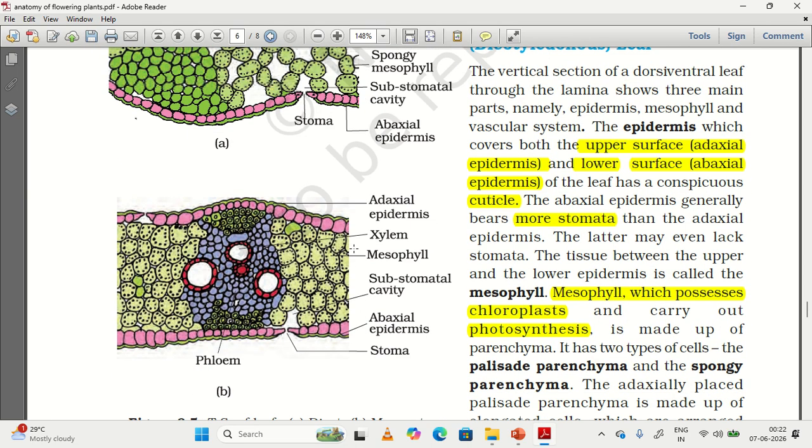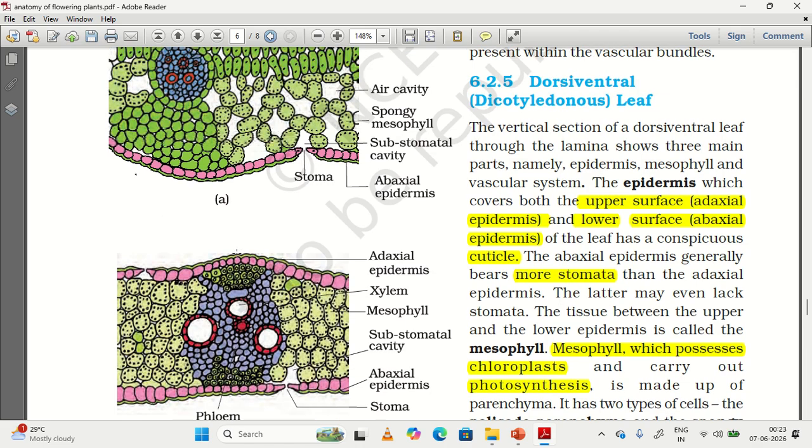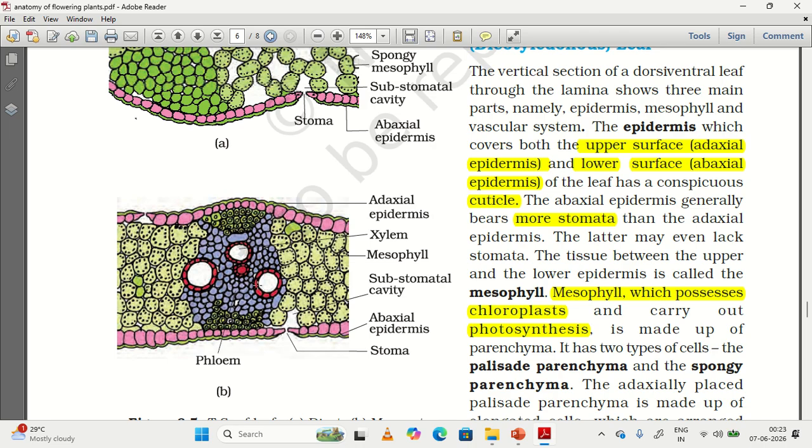So this is the adaxial epidermis and the abaxial epidermis, the upper epidermis and the lower epidermis. This also has the stomatal cavity, which leads into substomatal cavities. There is no differentiation of the mesophyll into a palisade layer here. The mesophyll tissue is made up of only one kind of cell. Also, the xylem and the vascular bundles are of almost the same size.